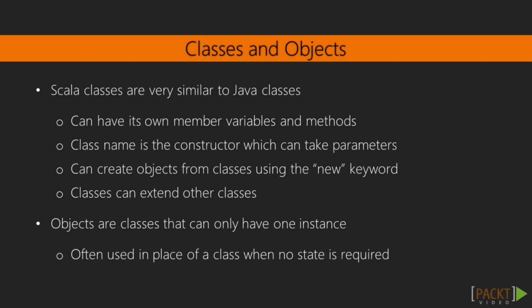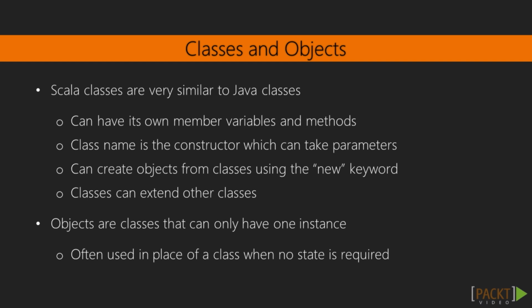In Scala, classes and objects are very closely linked. Scala classes are very similar to Java classes. They can have their own member variables and methods. They can extend traits and other classes. In Scala, instances are created from classes using the new keyword, and the class name acts as the constructor, which can take parameters. In this point class example, we inherit the similarity trait. It has two constructor variables called xc and yc, and it implements the trait's abstract isSimilar method.